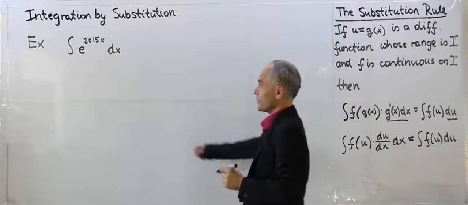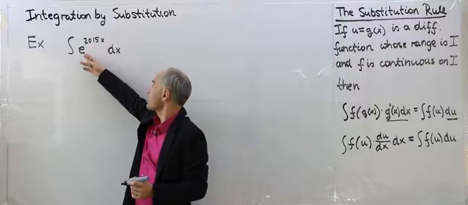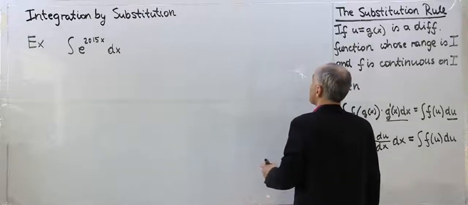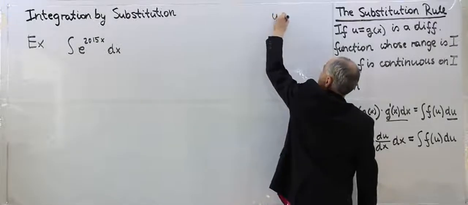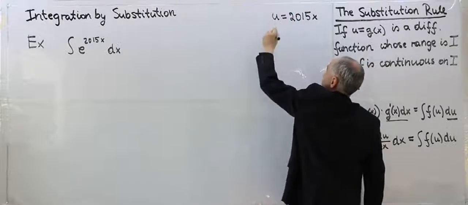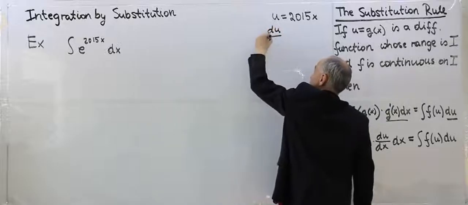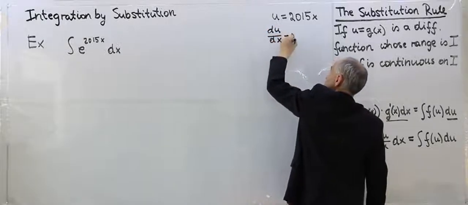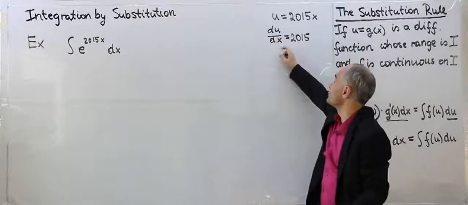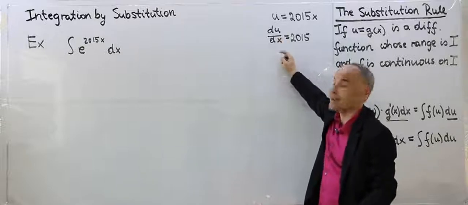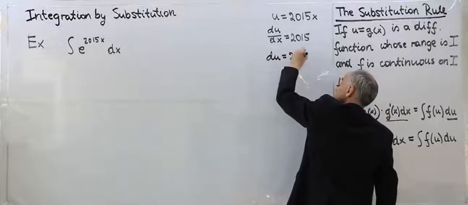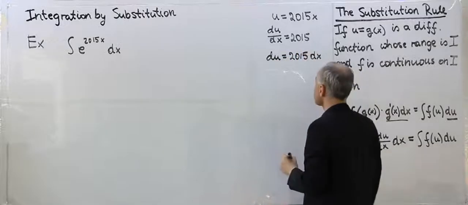So I see a composition here. It's the exponential function, that would be the outer function, and the inner function is 2015x. So probably it makes sense to let u be equal to 2015x. So then if I differentiate, du by dx is equal to 2015. But again, I said that I will permit myself to write du and dx separately. So du is equal to 2015 dx.